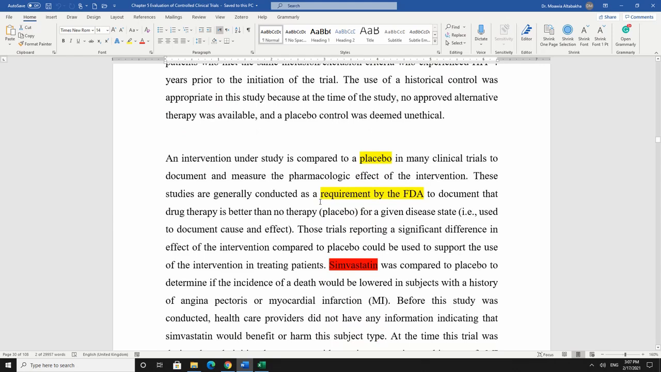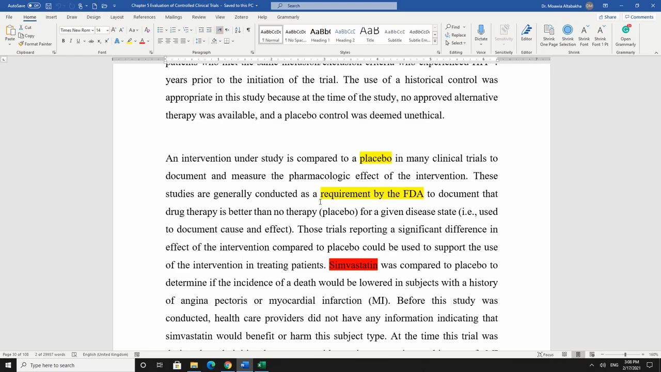First, why placebo? And this is an important question. The reason why we use placebo for control is that this is a requirement by the FDA. The question is why the FDA requires you to use placebo. They tell you that in order to market your drug, you need to provide two important things. First, you need to show that your drug is effective, and second, you need to show that your drug is safe.